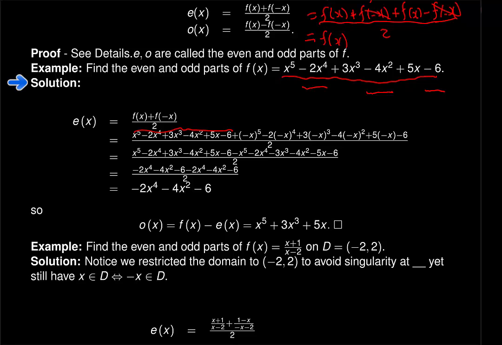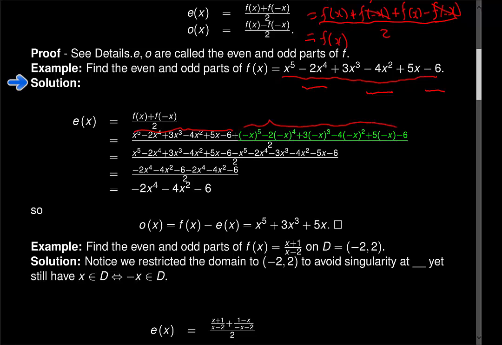But then we have f of minus x. So now we have to substitute in minus x every time we have an x. And so we're going to get all of these terms over here. And then what we do is we just evaluate it. So minus x to the 5, well, that's minus x times minus x times minus x times minus x times minus x. Well, those minuses cancel out except for one of them. So you get minus x to the 5.